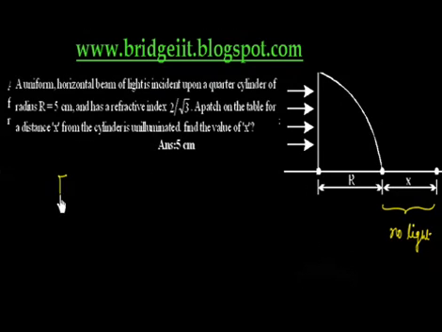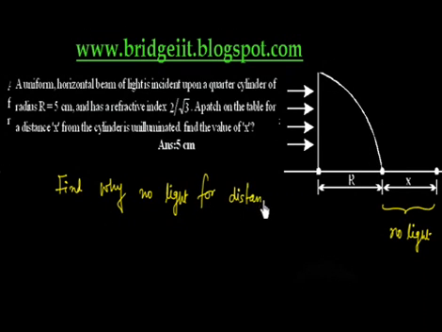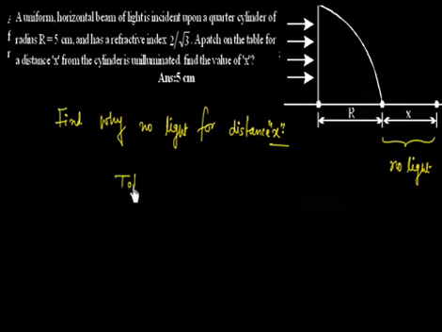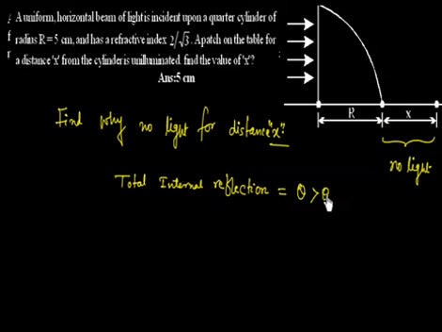So what is the first thing? Find why there is no light for distance x. If you are able to find this one, you can do this problem. Now see, if you remember, for total internal reflection we have theta greater than theta c.